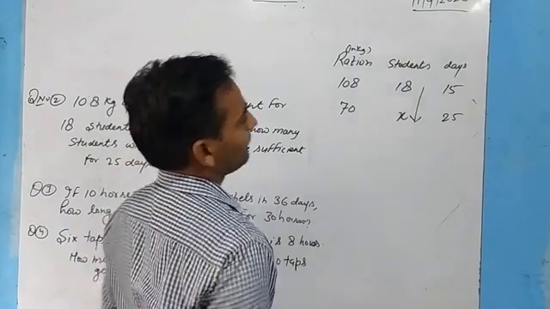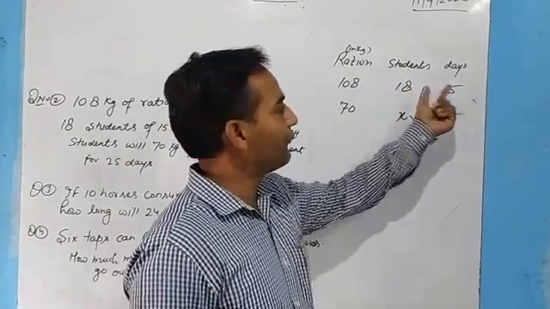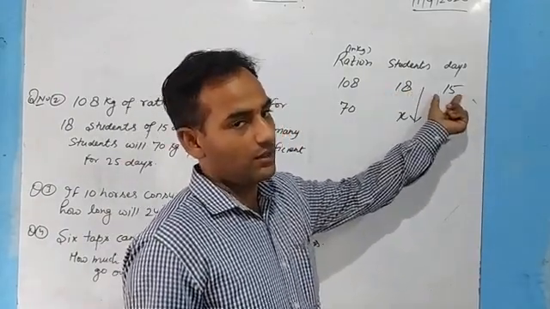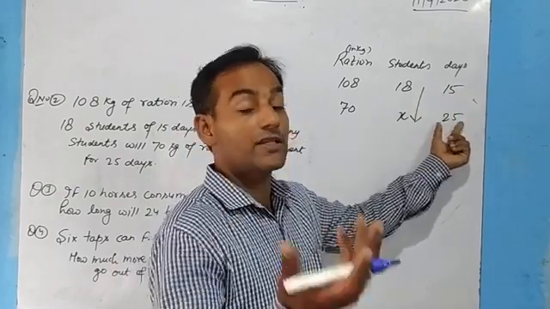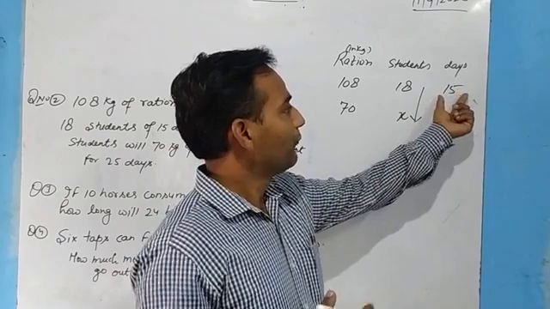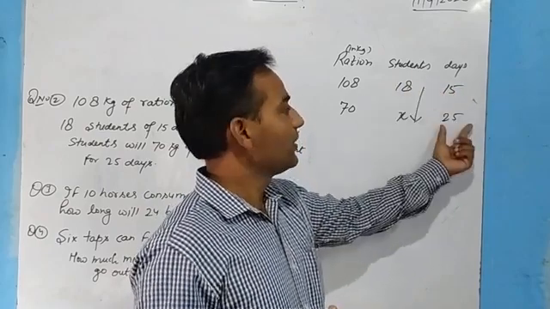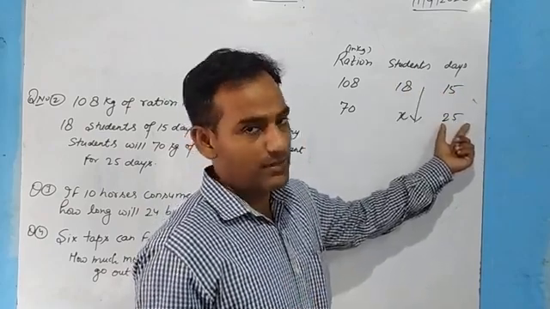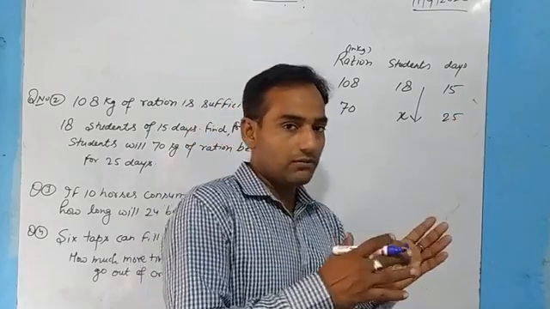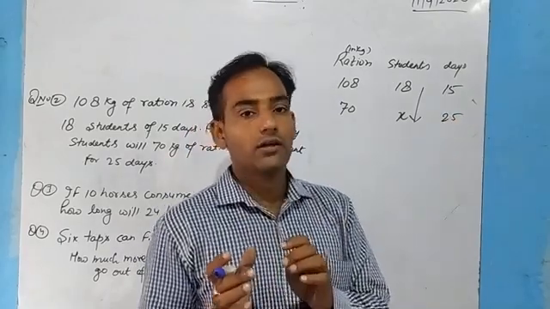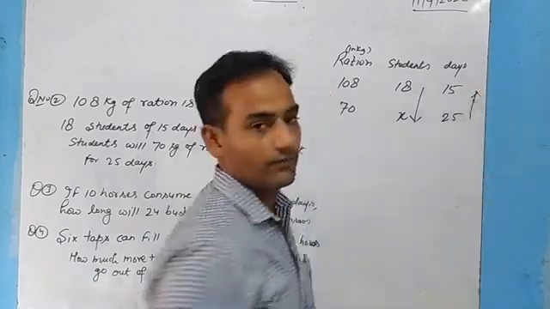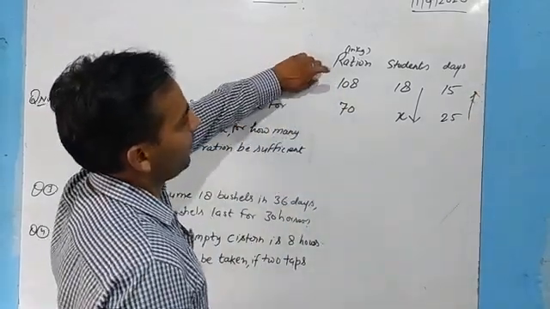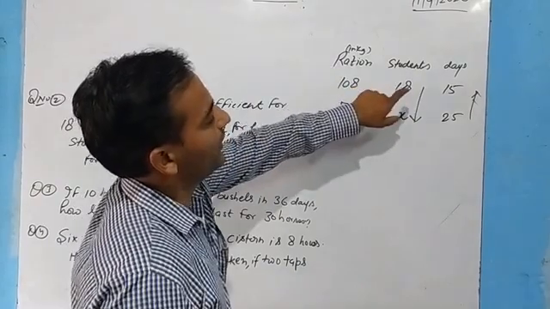Now compare. If 18 students are there, 15 days ration is sufficient for them. Okay, 15 days. Now if 25 days are there, listen carefully. 15 days, 18 students. Now 25 days. That means fewer students. More people, the ration will last fewer days. The ration lasts more days, which means people are fewer. So indirect variation.